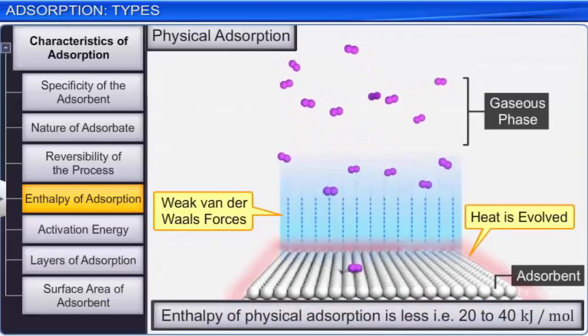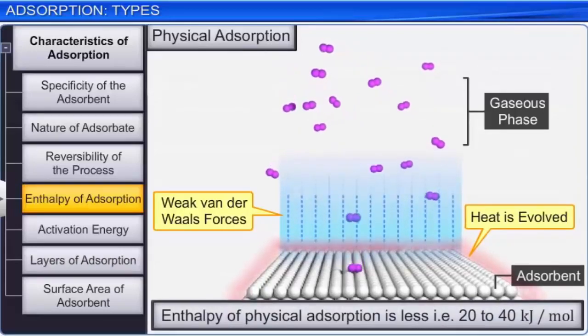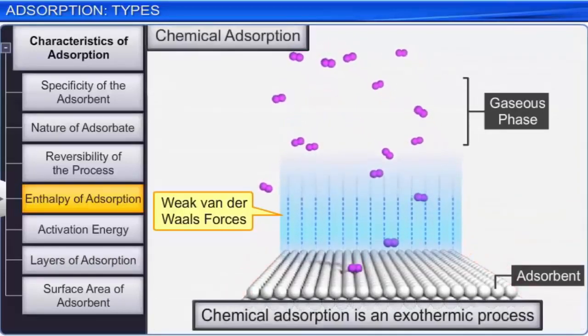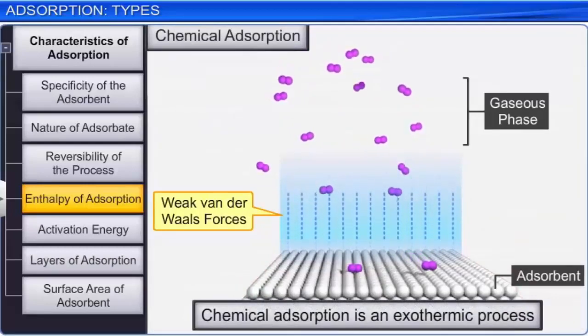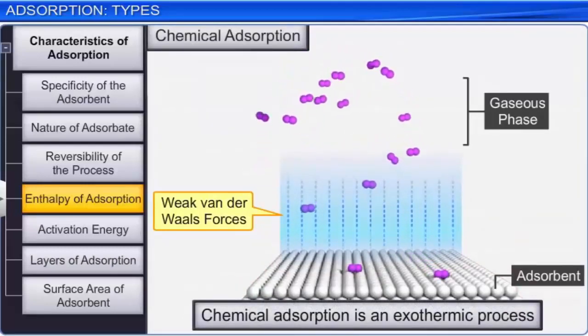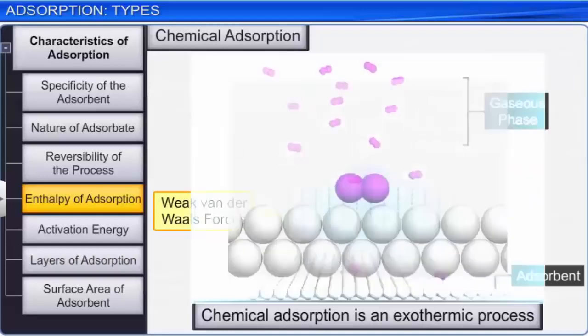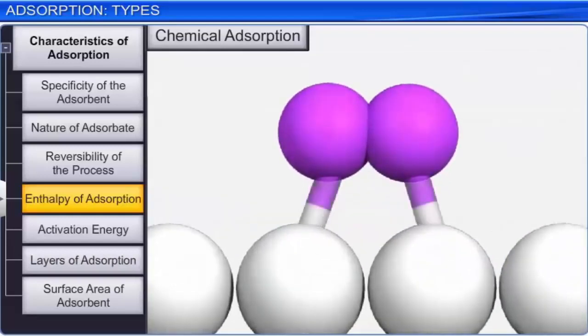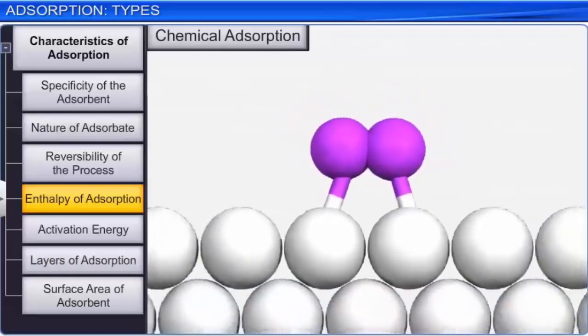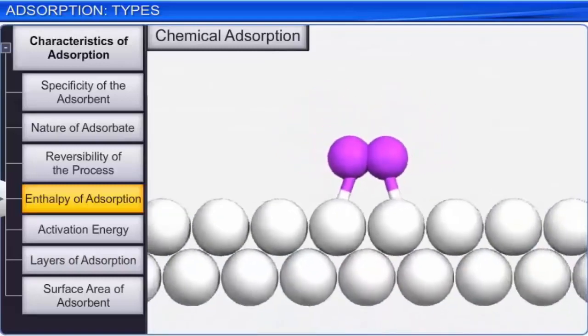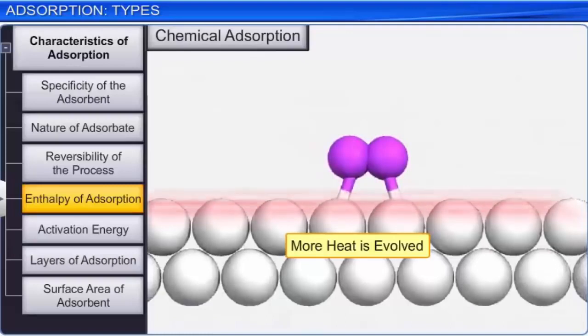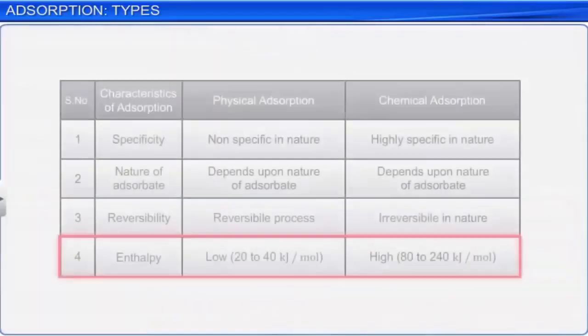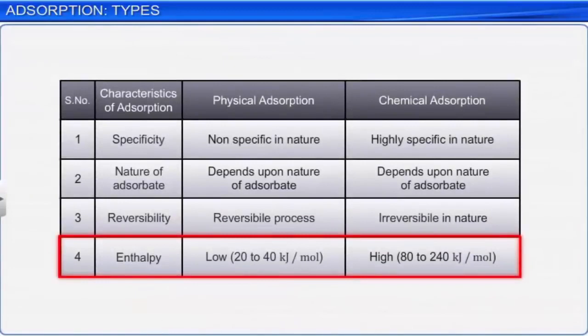Chemical adsorption is also an exothermic process. However, in chemical adsorption, surface compounds form, and the forces involved are similar to chemical bonds. Thus, a relatively high amount of heat is evolved, about 80 to 240 kilojoules per mole. Therefore, we see that the enthalpy of physical adsorption is low, whereas the enthalpy of chemical adsorption is very high.